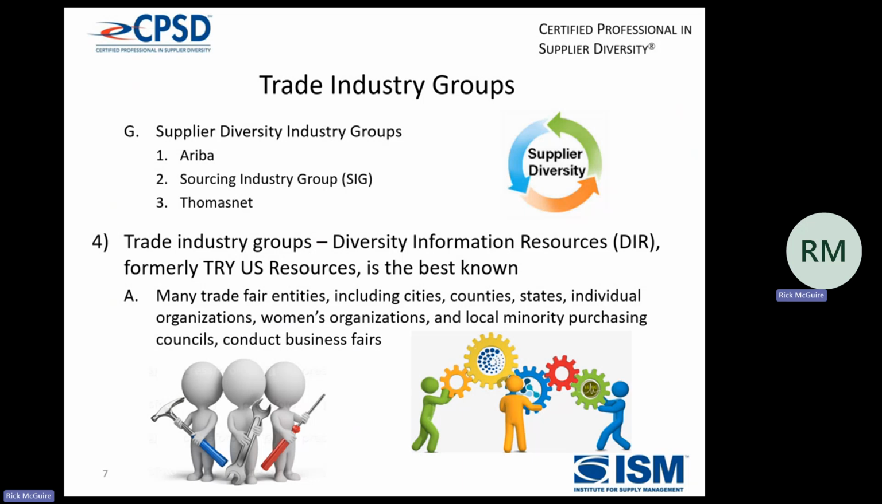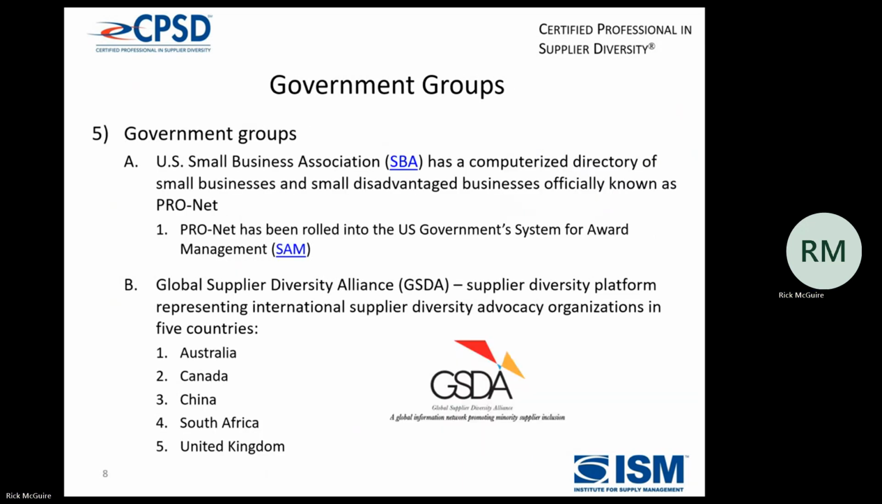Many trade fair entities, including cities, counties, states, individual organizations, women's organizations, and local minority purchasing councils, conduct business fairs. Got to kind of look around to find them. Government groups: the U.S. Small Business Association has a computerized directory of small businesses and small disadvantaged businesses, officially known as PRO-Net. And PRO-Net a few years ago was rolled into SAM, which is the government System for Award Management.